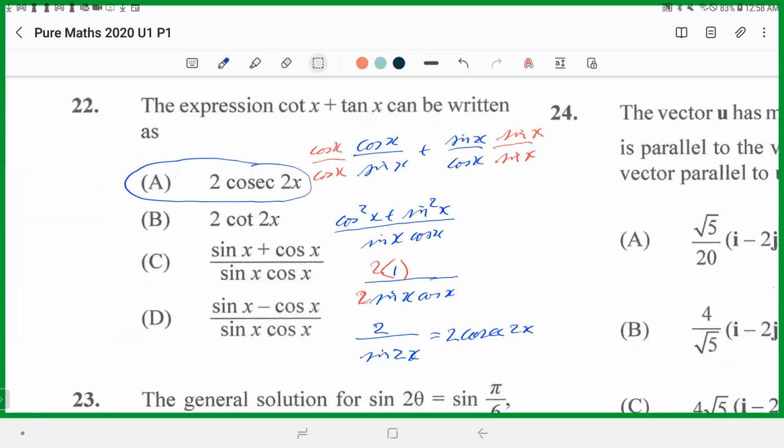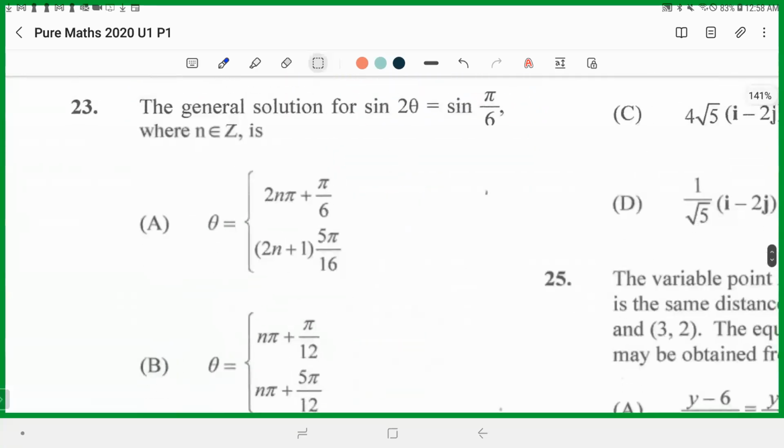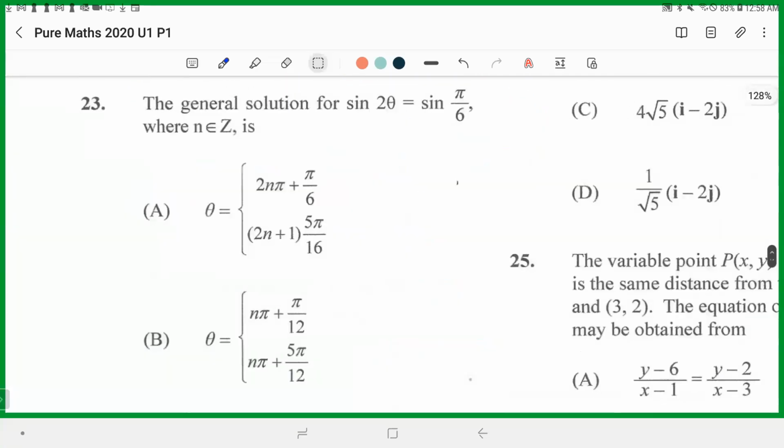All right, 22. 23 now. Let's get through this. So sine 2 theta equals that. So it means that pi by 6 is the principal angle. So starting out, 2 theta will be equal to pi by 6. But you're doing the general solution.